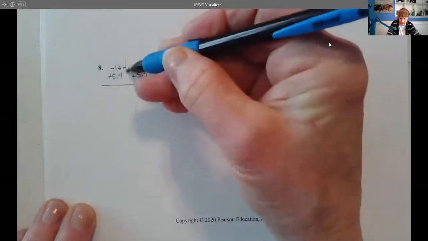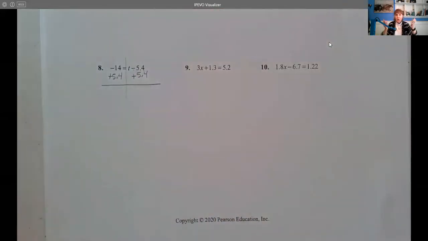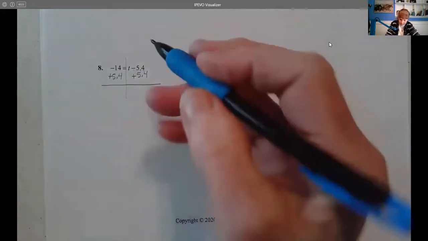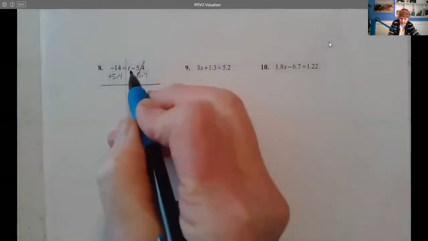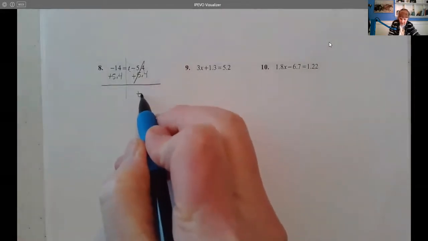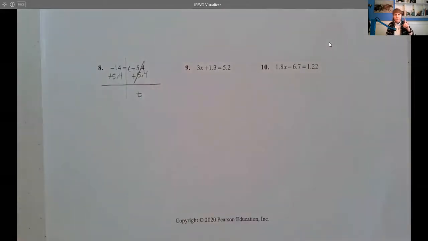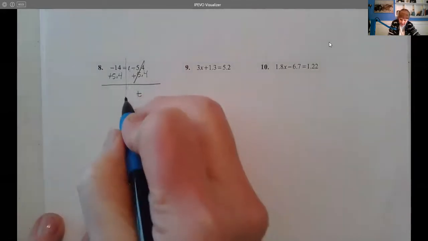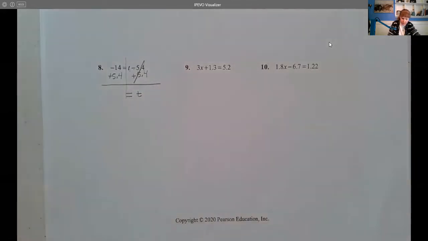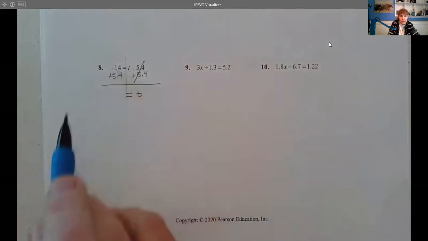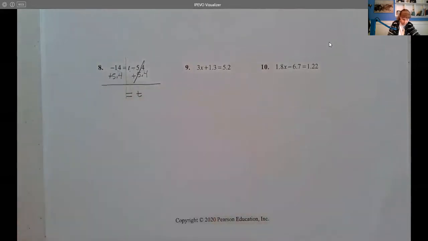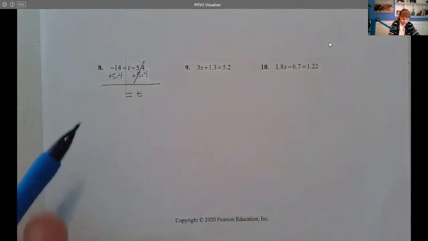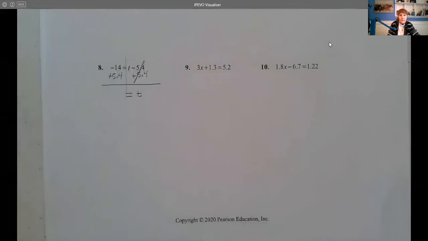You can draw a line through that equal sign if it helps you to know that you've got to do something to both sides. So that's done. We have a t. That's the only thing, and it has a 1 in front of it. So that part is kind of done. Then you would just take a negative 14 plus 5.4, negative 8.6.